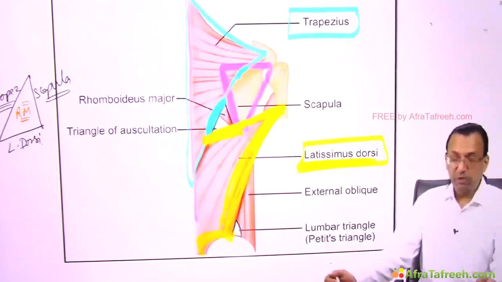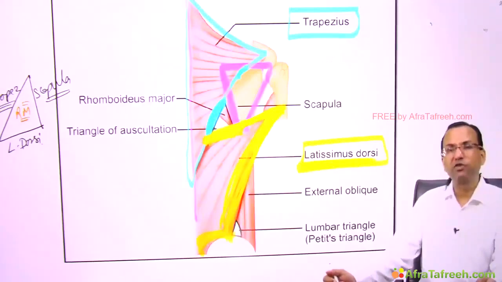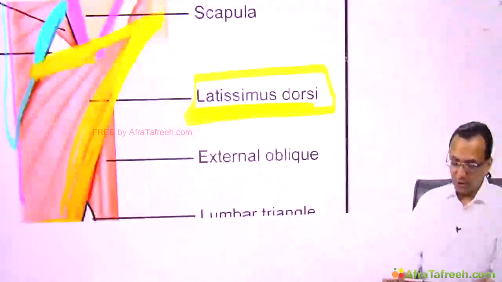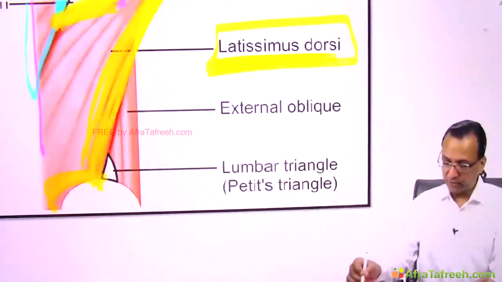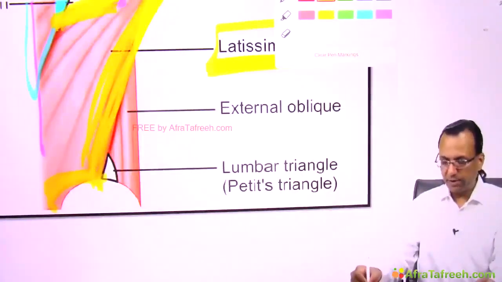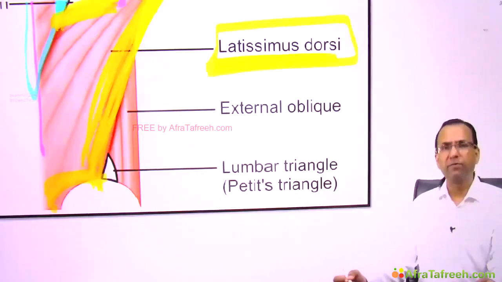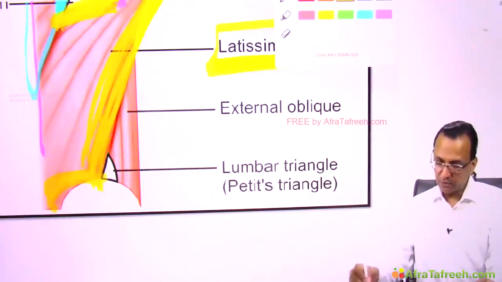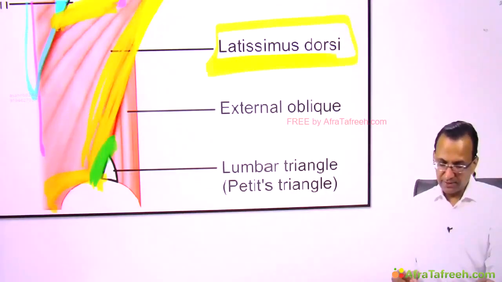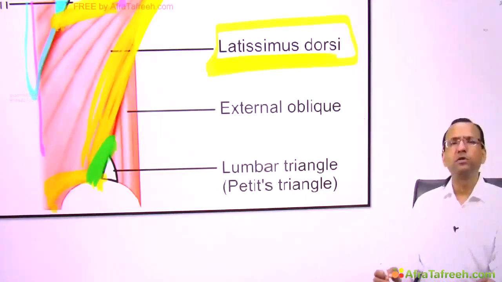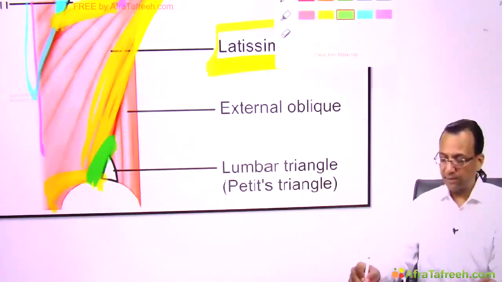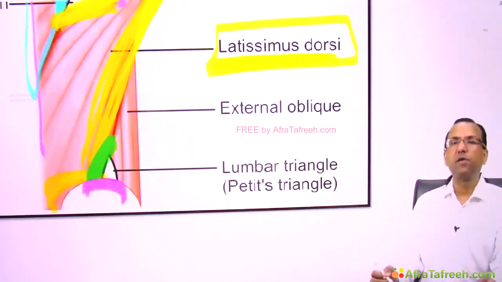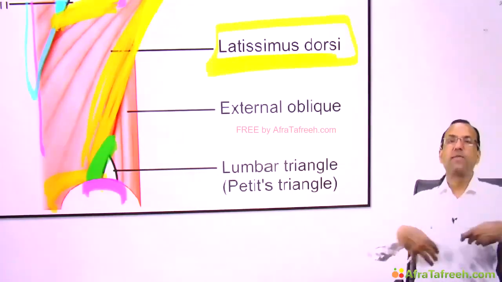Okay, auscultation. What about the lower lumbar triangle, Petit's triangle? If you say Petit's triangle, then it is here. That is magnified. What are the boundaries? One muscle is already there, latissimus dorsi, the muscle from the lower back. Then some bone, the iliac crest of the hip bone. And one muscle of the anterior abdominal wall.